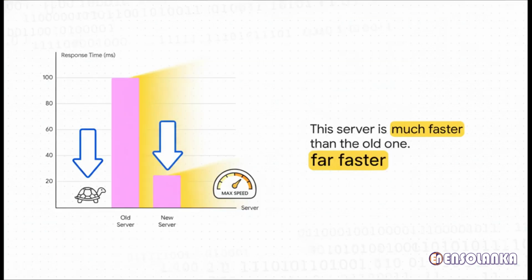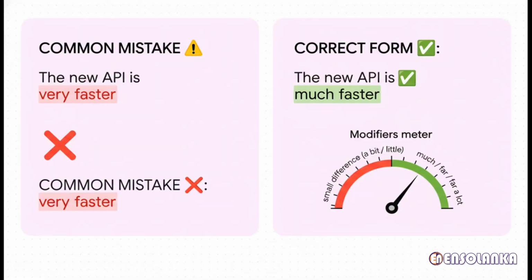And this is how you add some punch. Look at this chart. Just saying the new server is faster, it just doesn't do it justice, does it? The difference is huge. You have to say it's much faster or far faster. That's what accurately tells the story. Okay, quick tip, and this is a big one. Please, never say very faster. It's just wrong. You can say something is very fast, sure, but when you're comparing, you have to use much faster or far more reliable. It's a tiny change that makes you sound instantly more professional.